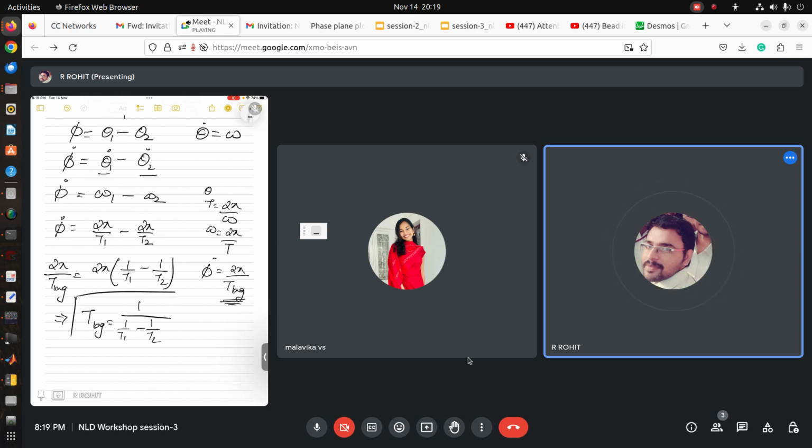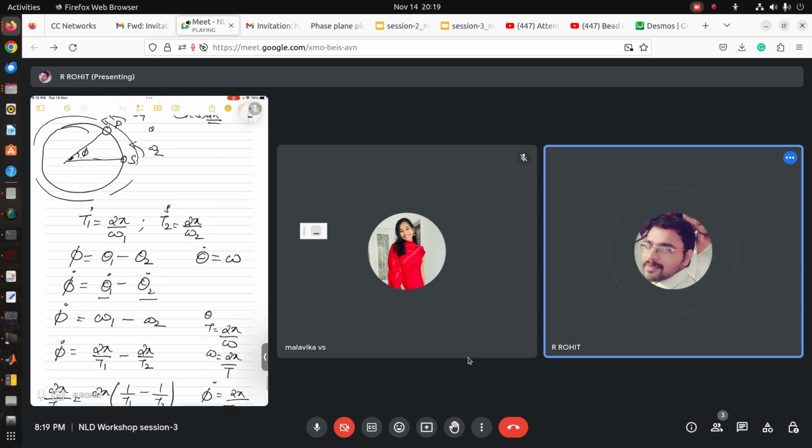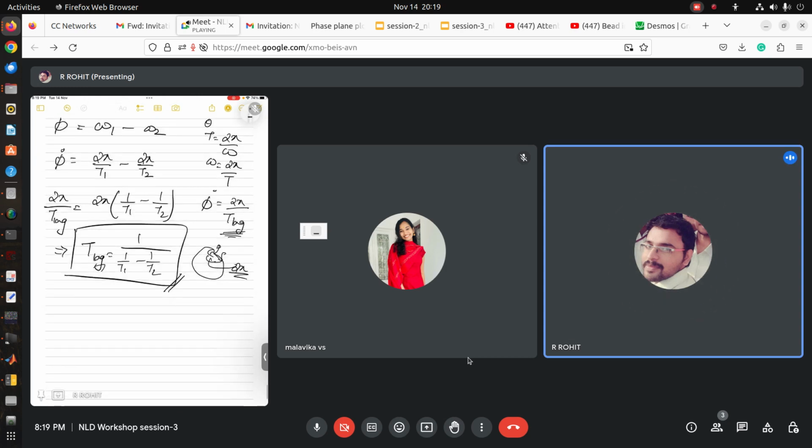So it takes this much time for P to cross S and overtake it by a phase difference of 2 pi. So from this simple model you can tell how much time it will take for P to overtake S and cross it by a 2 pi distance. So this is the simple equation.